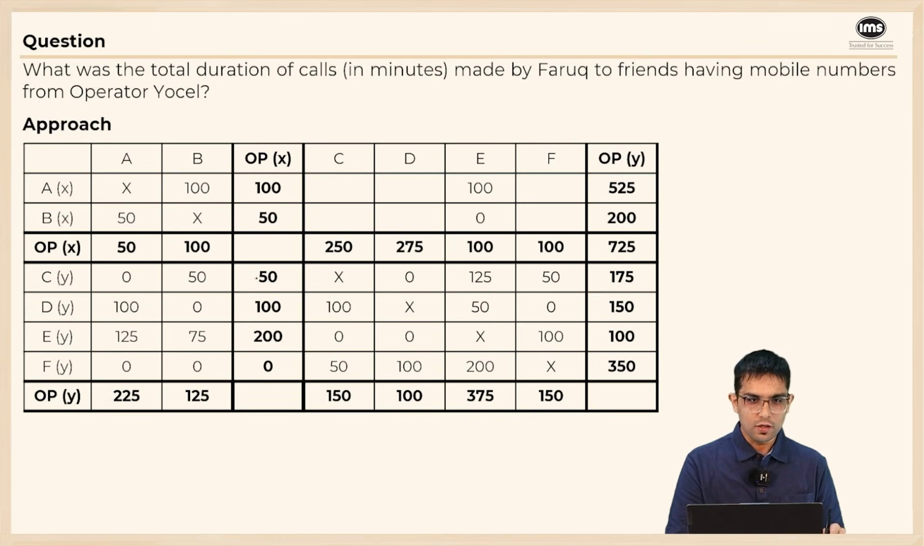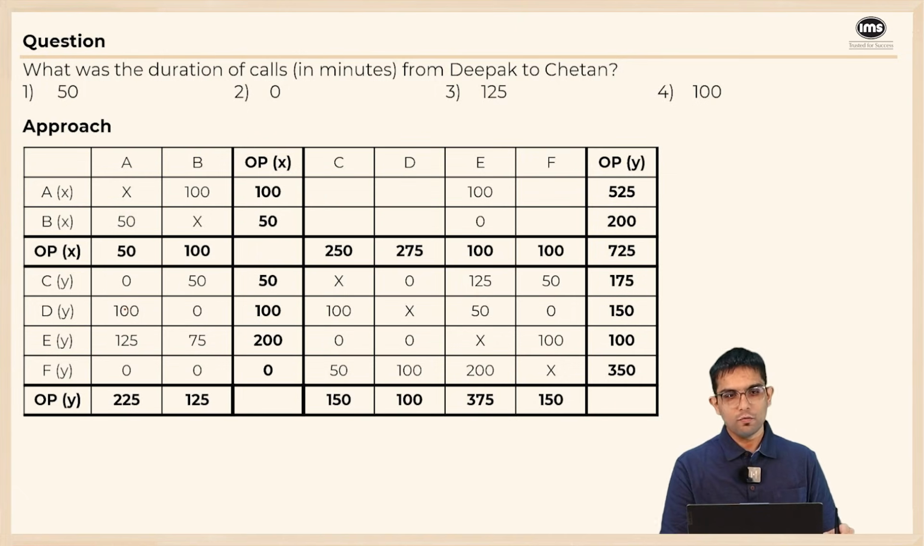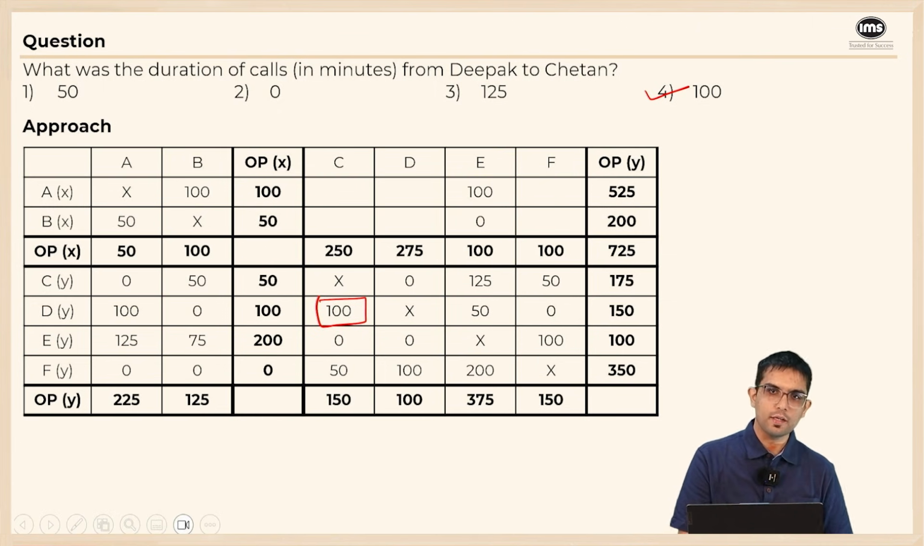The question says, what is the total duration of calls made by F to the friends having mobile operator Y? So we are talking about these numbers. So if we just total them, it is 200 plus 100 plus 50, which is 350, and hence the correct answer is 350. The question is, what was the duration of calls in minutes from D to C? From D to C, we have already found this to be 100, and hence the answer is 100. Option 4, 100 is the correct answer.